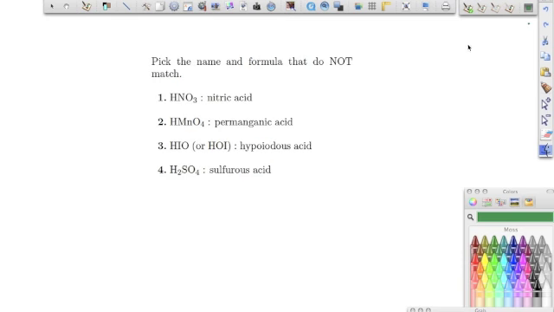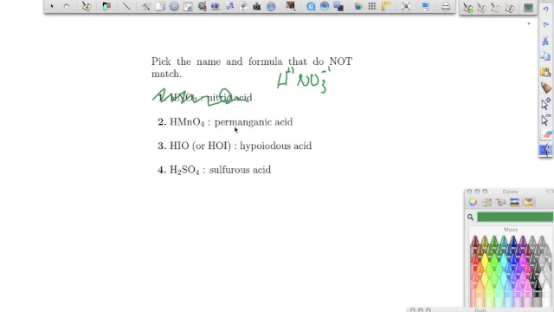Okay, looking at number 17, it says pick the name and formula that do not match. Again, we're dealing with acids, so we have to take the name and write the formula. We have nitric acid. It used to be nitrate, so hydrogen bonded to nitrate, NO3. Hydrogen is +1. If we look on our chart, that's where we find all our polyatomics. We have our nitrate, which is -1. We crisscross those, and we get HNO3, which is correct. So number 1 could not be the correct answer.